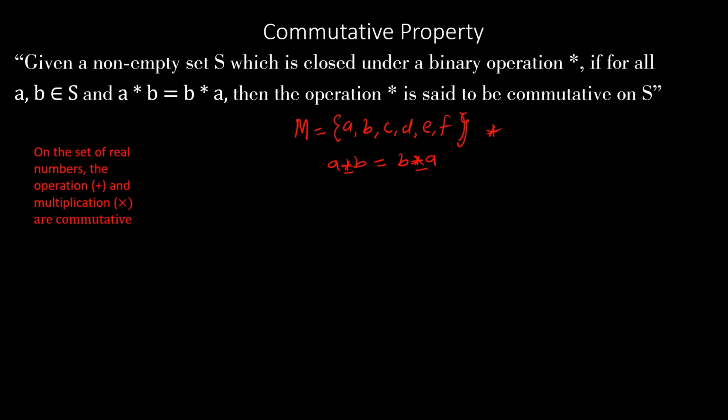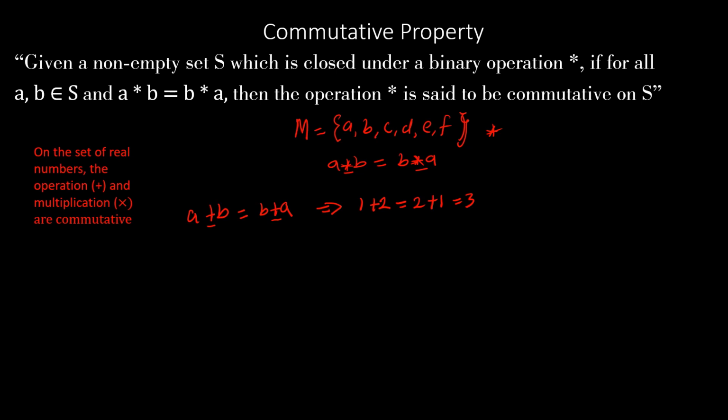On a more general note, for example, on the set of real numbers, the operations addition and multiplication are commutative. This can be illustrated below. If you have a plus b, it's also the same as b plus a. So take for example, if you have 1 plus 2, it's also the same as 2 plus 1, and this equals 3. So we can say that the operation addition is commutative under the set of all real numbers. What we are doing here is to simply interchange.